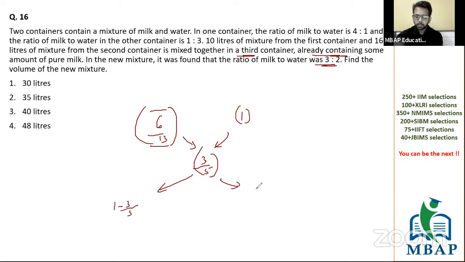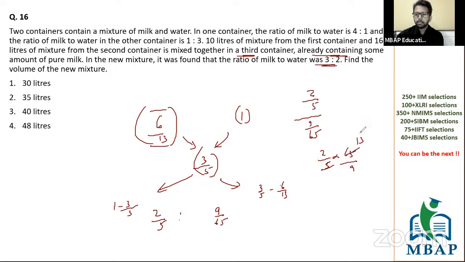1 - 3/5 here, and here it's going to be 3/5 - 6/13. This is what the proportion would be. So this value, 1 - 3/5, will give you 2/5. I hope this is clear to everyone. And this value will become 9/65. Now, if I take out the ratio of 2 upon 5 to 9 upon 65, so it's 2 upon 5, reciprocating this value, this is going to become this.